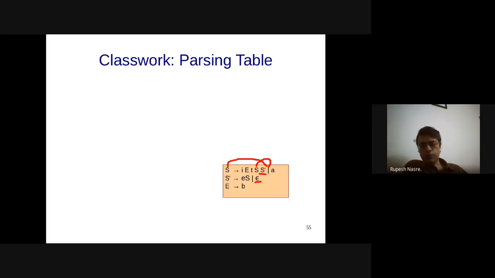Can we keep the leftmost S prime and derive the S prime on the right to ES? I didn't understand this part. Can we keep the leftmost S prime? So I'm just going to write the string that we are going to generate. S derives IET followed by IET.